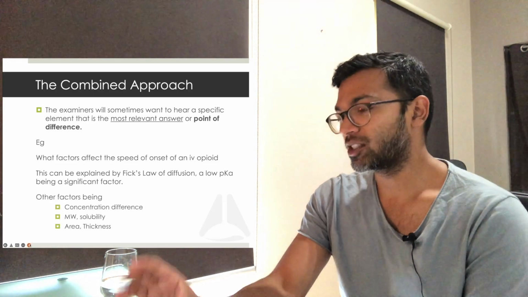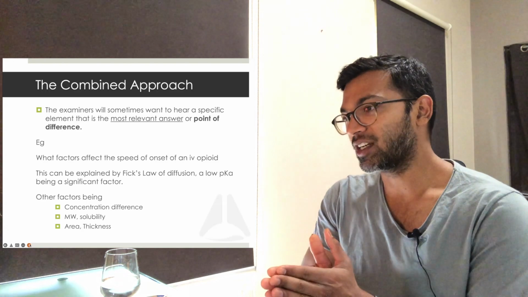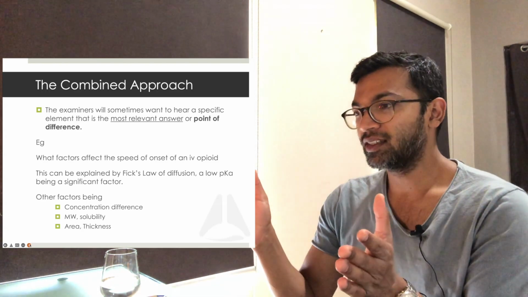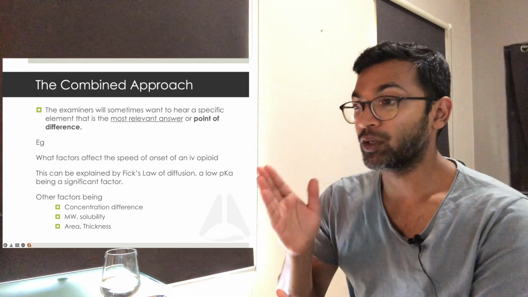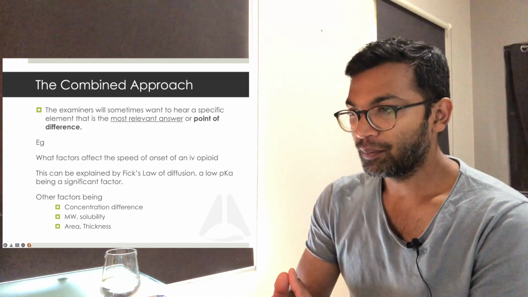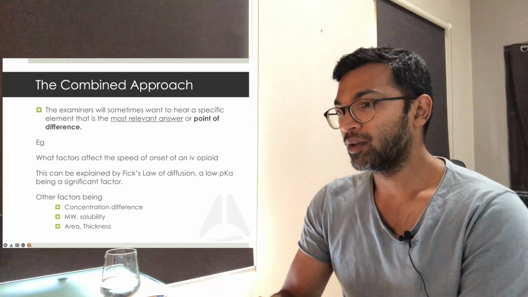Other factors being this. So let's say you're in the exam and you get asked that question. You've shown that you have a broad perspective of the answer, but then you've also gone in with what's most likely the answer they want to hear, which is the low pKa situation. And then you quickly follow it up with other factors.